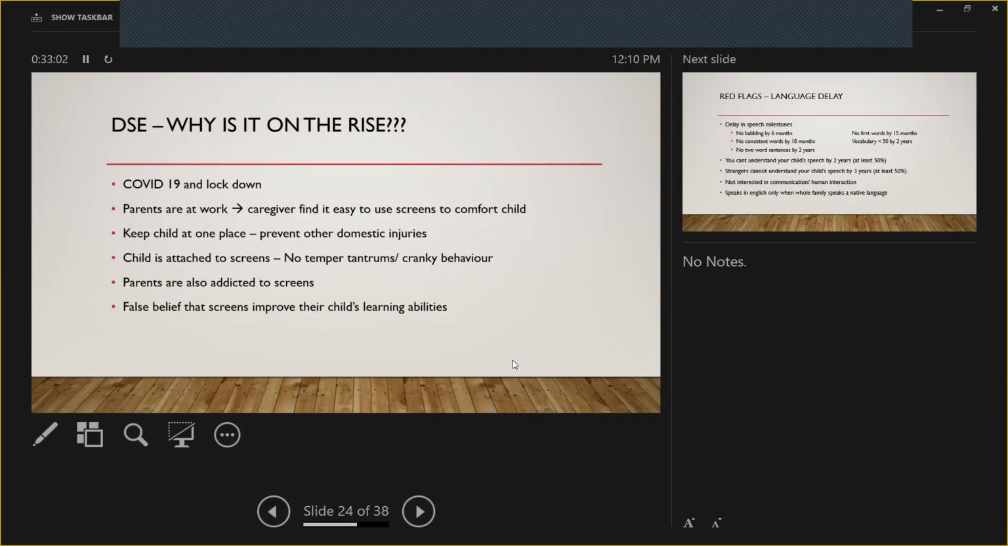And parents are also addicted to screens. So when the parent is looking at the screen, obviously the child will also start doing it. And there is a false belief that screens will improve their child's learning abilities without supervision. They think that by giving a tap, the learning abilities will go up.